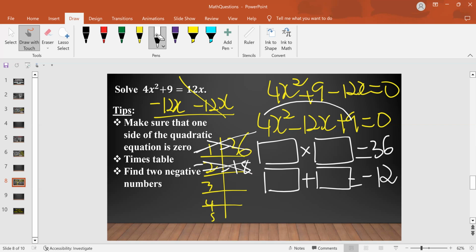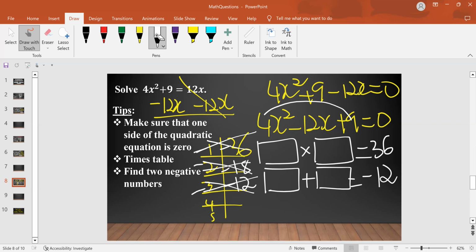We take a 3. 3 multiplied by what gives you 36? 3 multiplied by 12. But we say that the two numbers are negative. So -3 multiplied by -12. But -3 added to -12 is -15, which is not the case here. That means what? -3 and -12 also don't work.